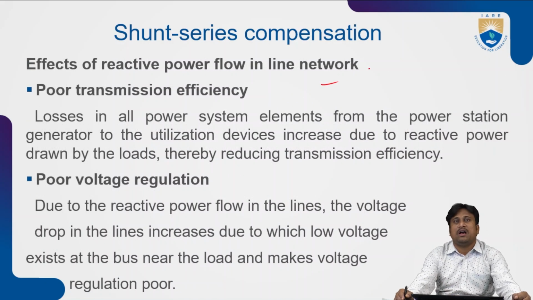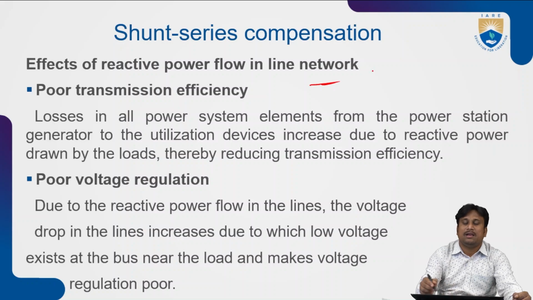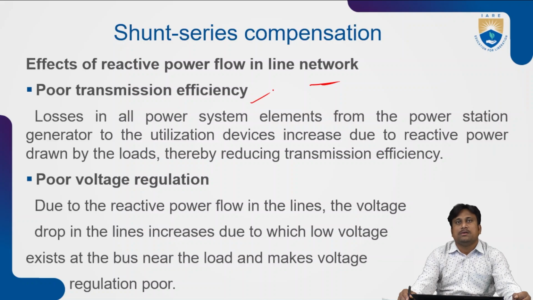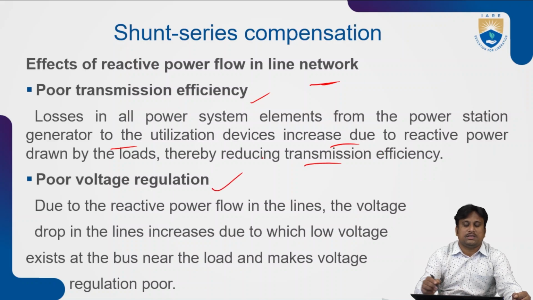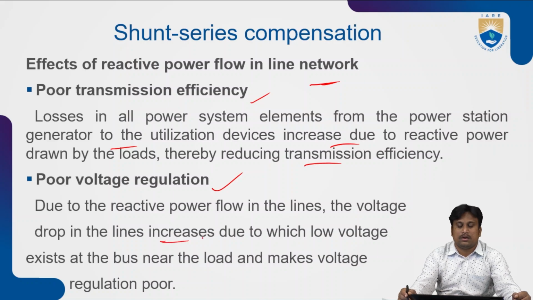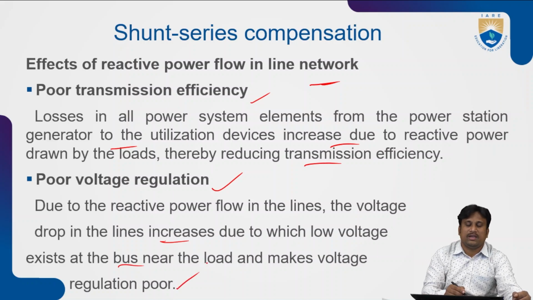Here are some of the effects of reactive power flow in the line network. The first is poor transmission efficiency. Losses in all the power system elements, from the power station generator to the utilization devices, increase due to the reactive power drawn by the loads, thereby reducing the transmission efficiency. Next is poor voltage regulation due to reactive power flow in the lines. The voltage drop in the lines increases, due to which low voltage exists at the bus nearer to the load, making the voltage regulation very poor.